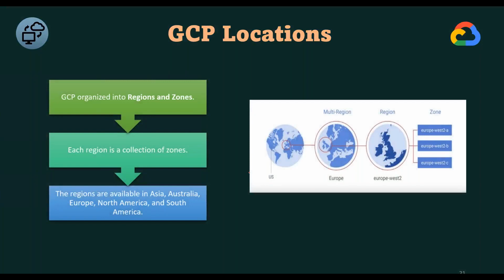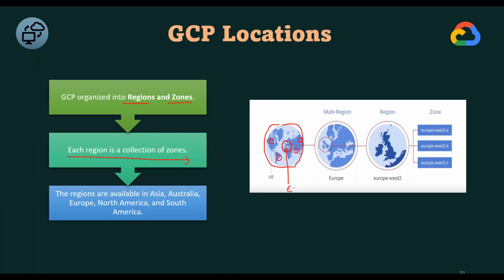GCP's infrastructure is divided into regions and zones. Each region is a collection of zones, right? Each location is a collection of regions. Assume that this is our entire globe. In the globe we will have the US, we will have Europe. Likewise we'll also have Asia, and some others like North America, South America. 5 locations are there, right? 1, 2, 3, 4, 5.